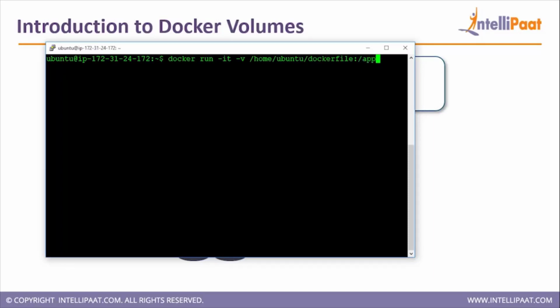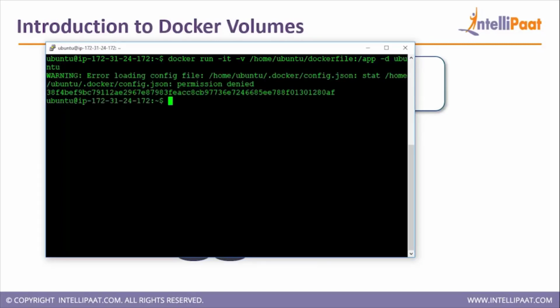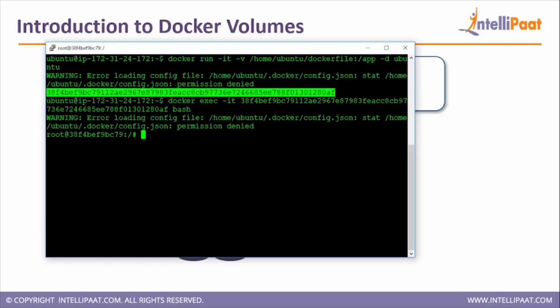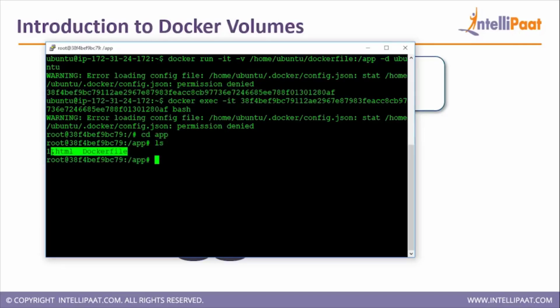So say I say it's /app, right? So I'll specify that. I'll specify -d, and then I'll specify Ubuntu. I'll hit enter, and my container is now launched. Now if I go inside this container, I will be able to see that there is a folder called /app which has been created, right? So if I go to app and if I do an ls, you can see the files inside this container are that of the Docker file.